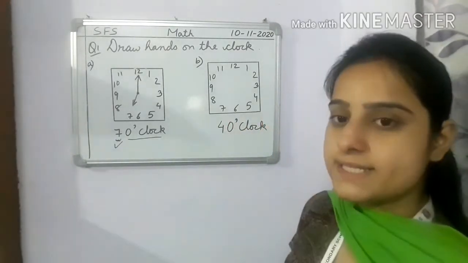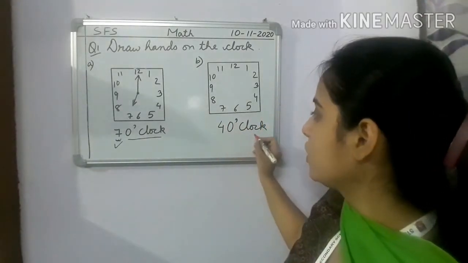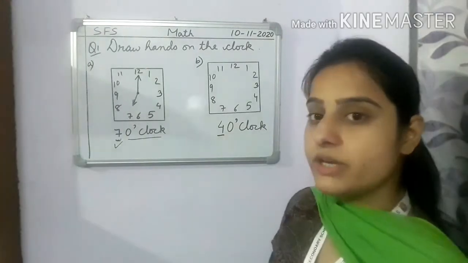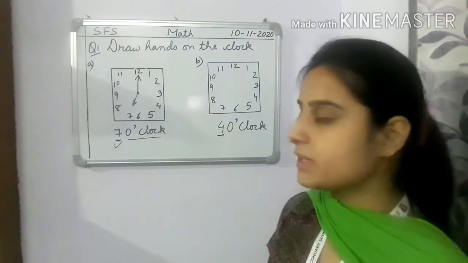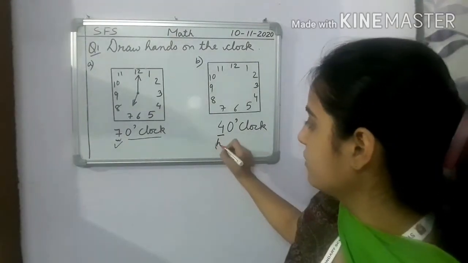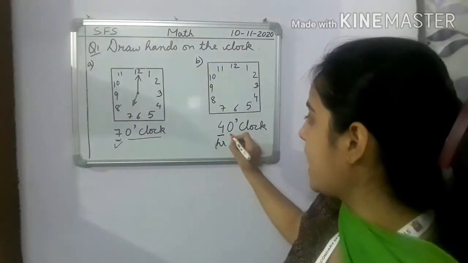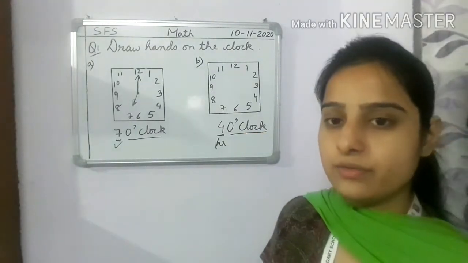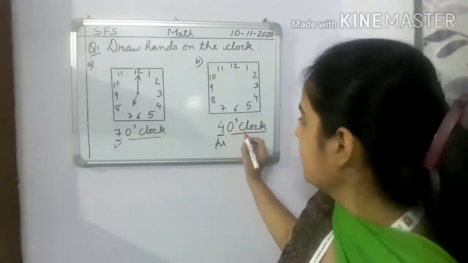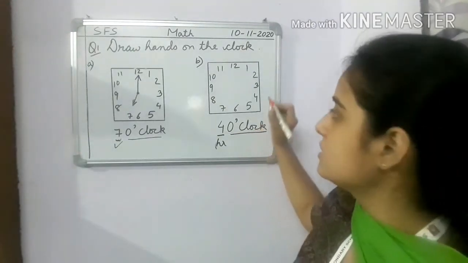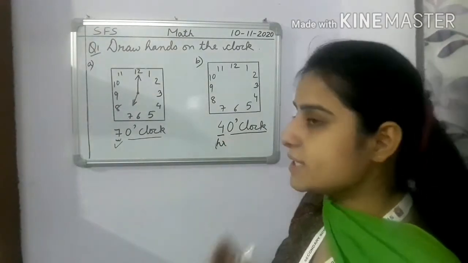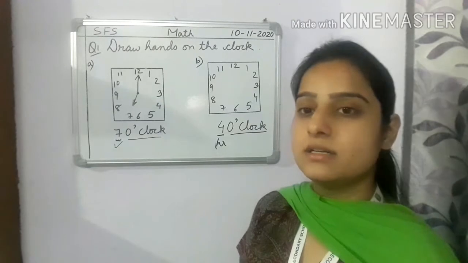Next, let's take one more example. The time is 4 o'clock. 4 o'clock means the hour hand will be on which number? In which position will the hour hand be? On number 4. The hour hand will be on number 4, isn't it? And the minute hand will be on number 12. Is it clear? The first number shows the hour hand and o'clock means the minute hand is on number 12. So the hour hand will be shorter than the minute hand.